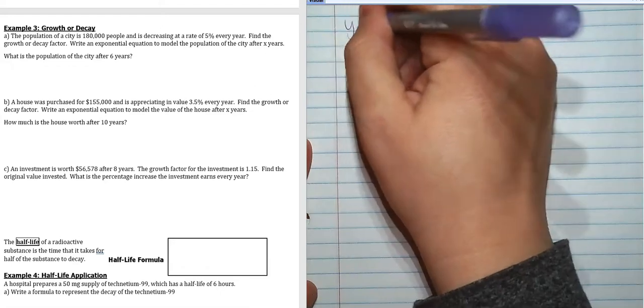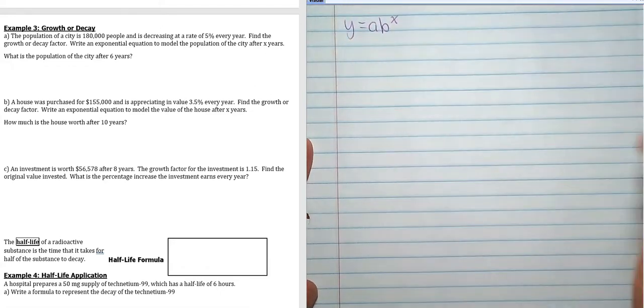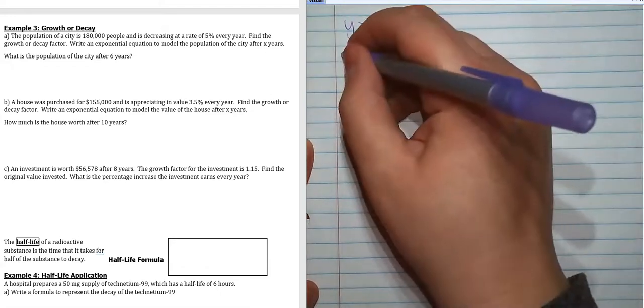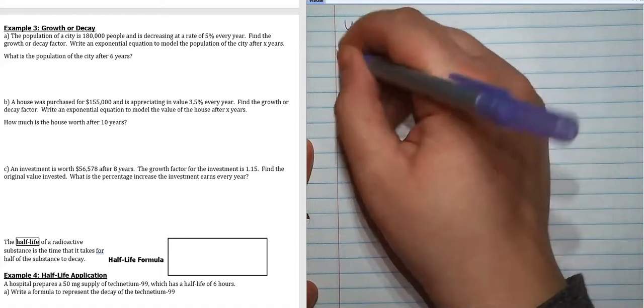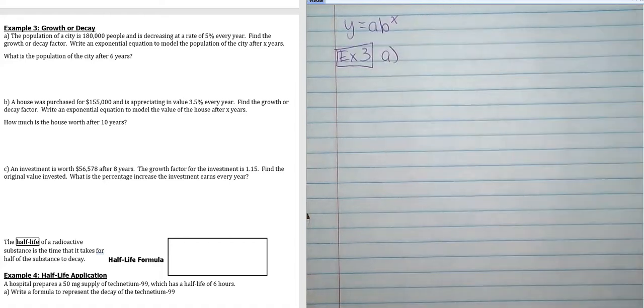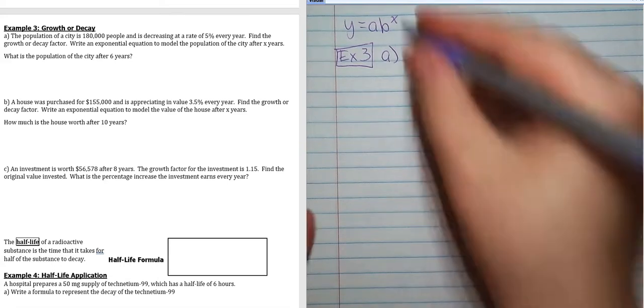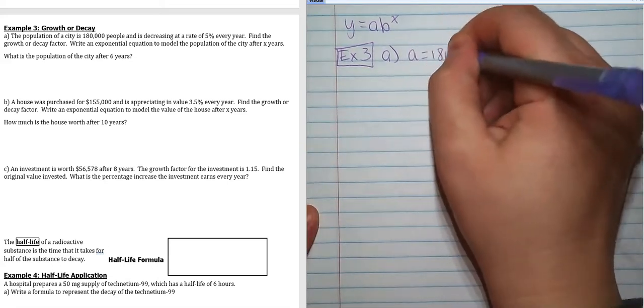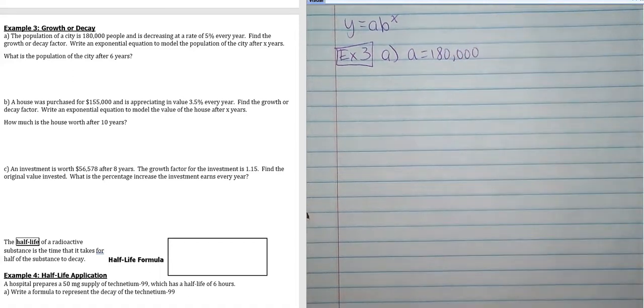All right, the rest of the examples today are going to be word problems, but we're still going to use the y equals ab to the x. So let's do example 3, part A. It says the population of a city is 180,000 people. That is going to be my initial amount, so that's going to be the A value in that formula, and it's decreasing at a rate of 5% every year.